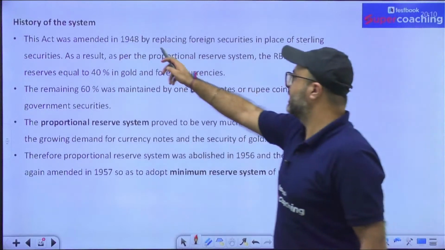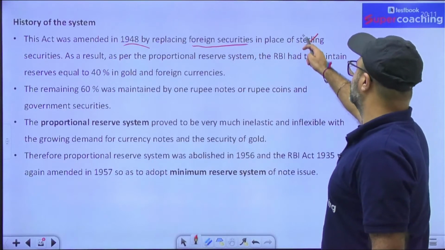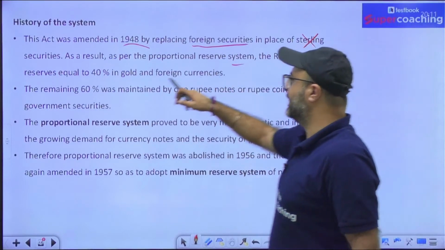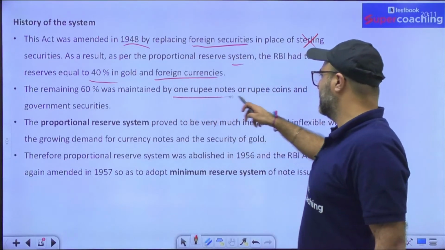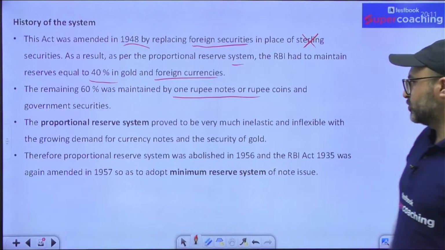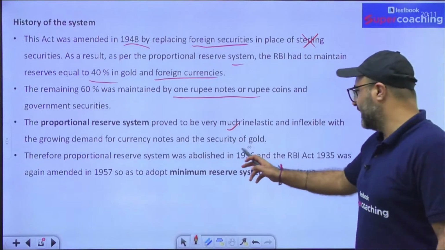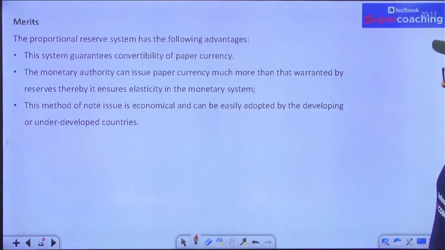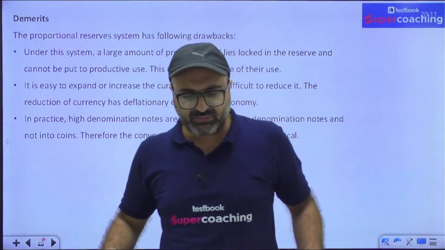The act was amended in 1948, replacing sterling security with foreign securities. Now we have the term foreign security. As a result, as per the proportional reserve system, RBI had to maintain a reserve of 40% in gold and foreign currencies. The remaining 60% can be maintained by one rupee notes or rupee coins and government security, whatever you can. The proportional reserve system proved to be much inelastic and inflexible, due to which in 1956 it was replaced by the minimum reserve system. I have added the merits and demerits of this proportional reserve system, which you can go through.